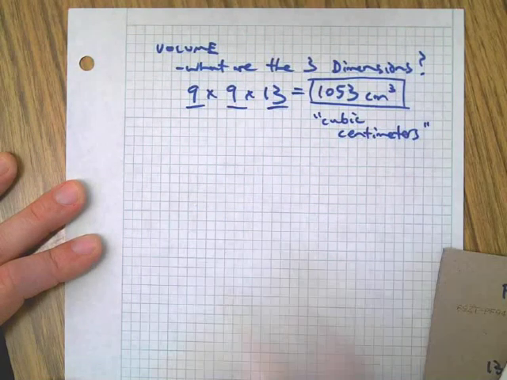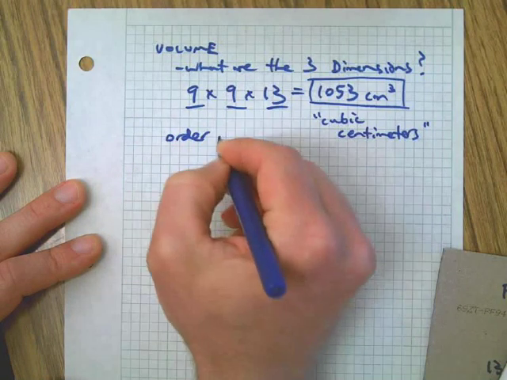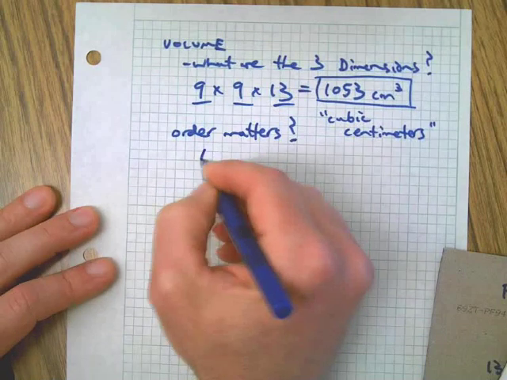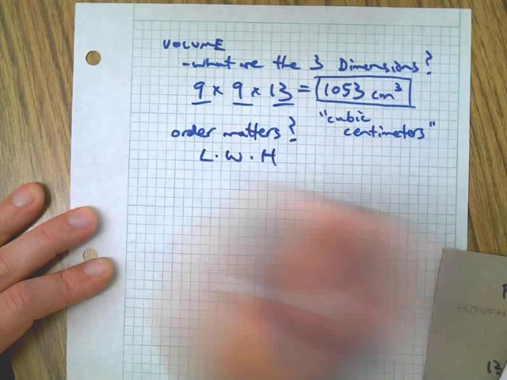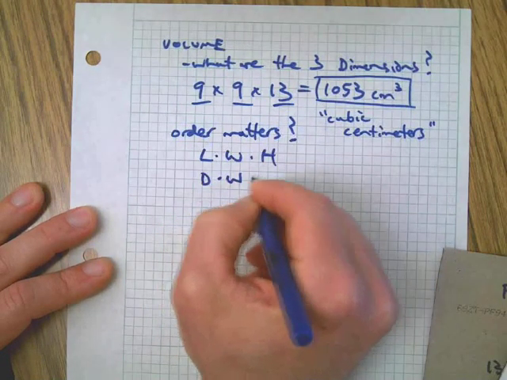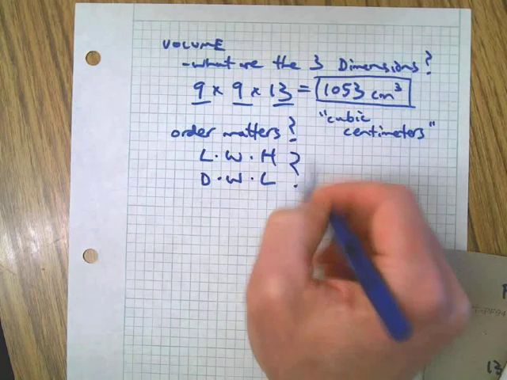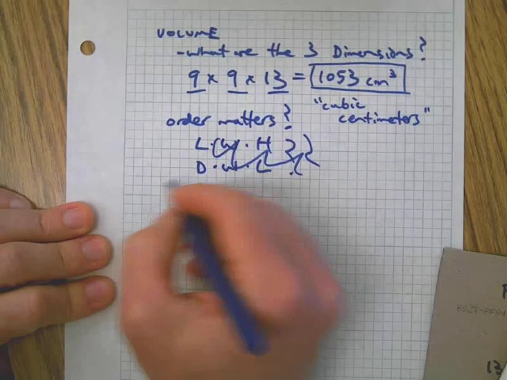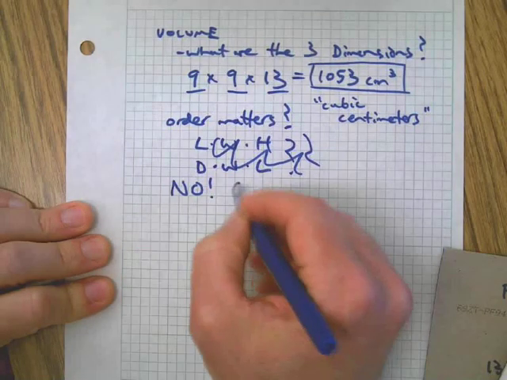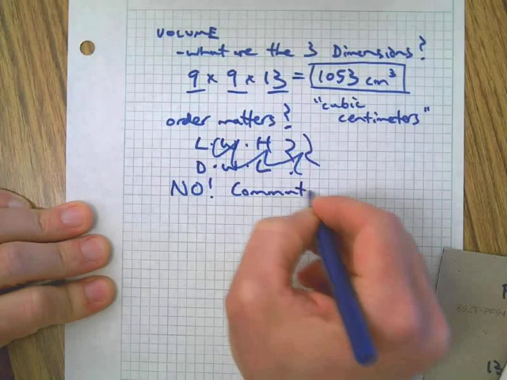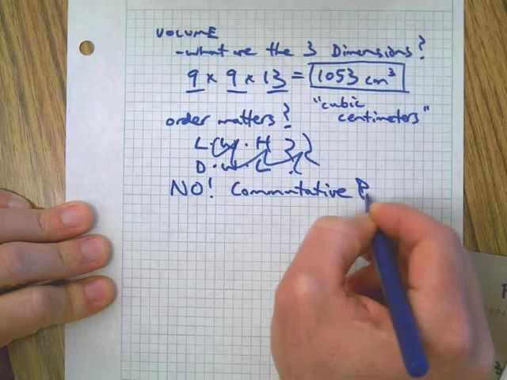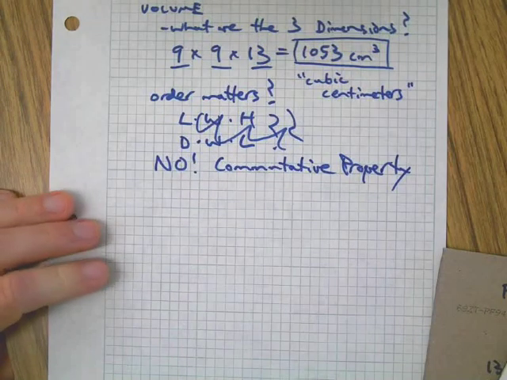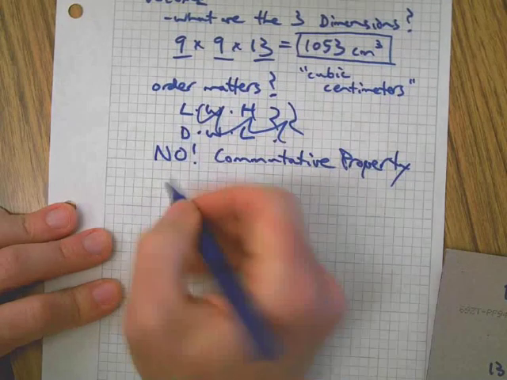Okay. Now some people get all caught up in, hey, what about the order these things go in? Does that matter, right? I have length, width, and height, or is it depth and width and length? What is it? Oh no, I'm going crazy. It just doesn't matter. Why? Because of our friend, the commutative property, which states that order does not matter, essentially. That's my unofficial definition.